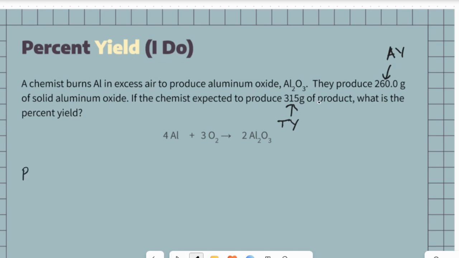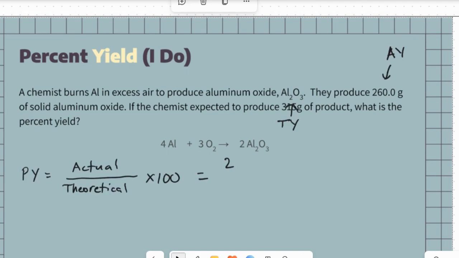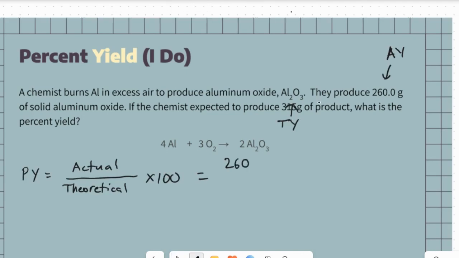Percent yield is equal to our actual yield divided by our theoretical yield times 100. So if we plug the numbers in, that's 260 grams of Al2O3 divided by 315 grams Al2O3. Now, when you're calculating this, it's very important that these are in the same unit because if you have the same unit on top and bottom, you can cancel these out. And then times 100.